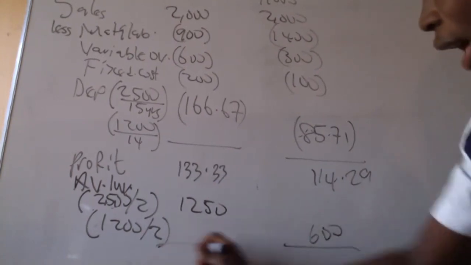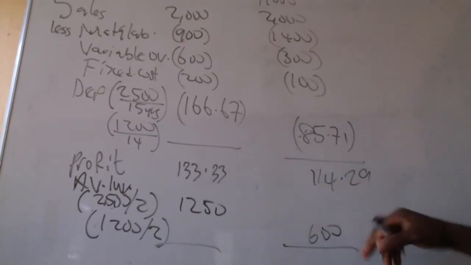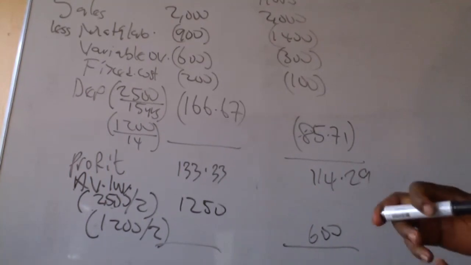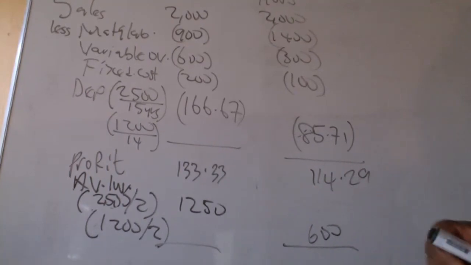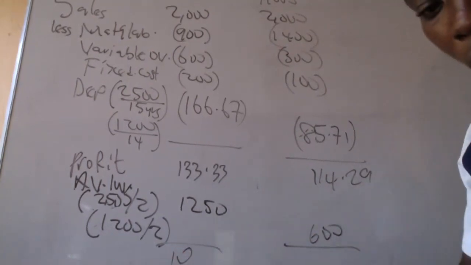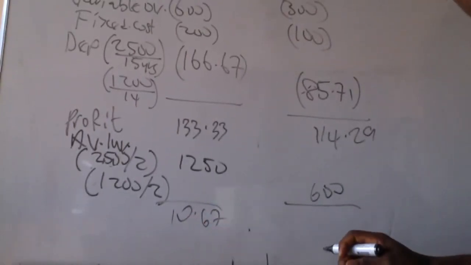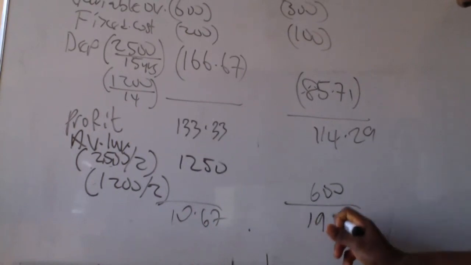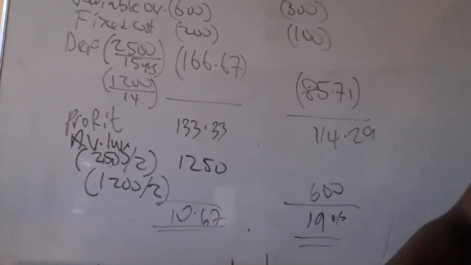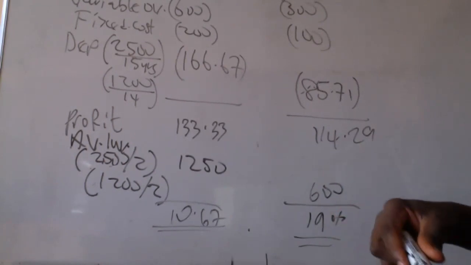Good. So what is the accounting rate of return? Accounting rate of return is this divided by this, and then you are done. So the 10.67 is for which one? That's for automated, right? Good. So 10.67 and then 19%. Good. And that's the end of the first show.